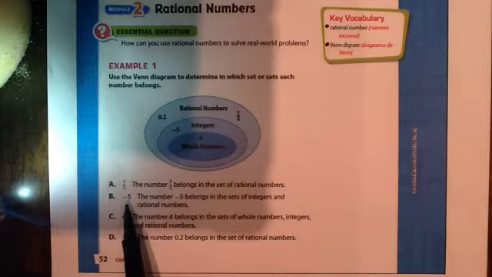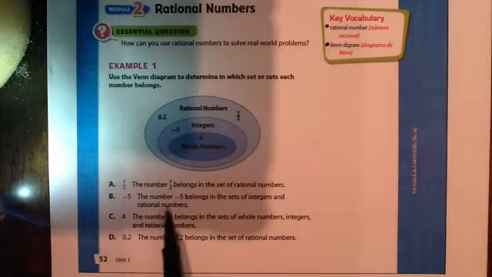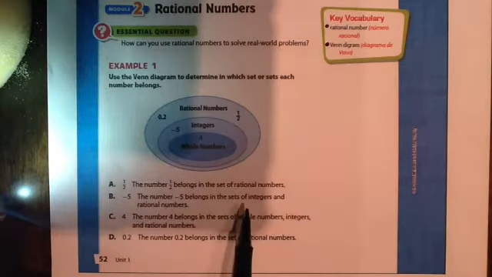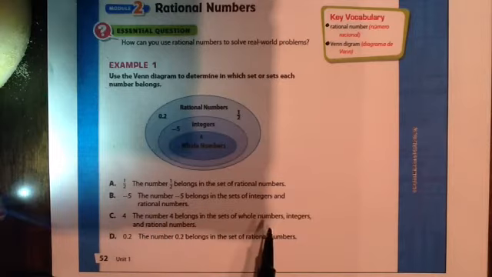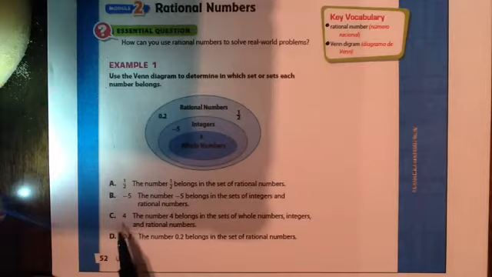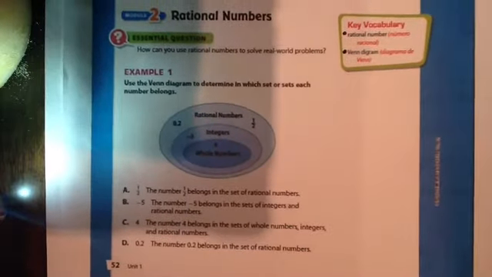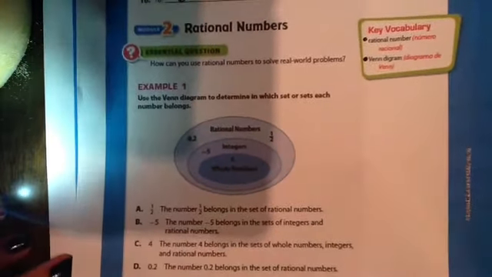B is negative 5, and they're reminding you that negative 5 belongs in the set of integers and rational numbers. For C, it's a positive 4, and 4 would belong in the set of whole numbers, integers, and rational numbers. And then we have 2/10. Our decimal belongs just in the set of rational numbers. Okay, so you will be asked questions like that on your test tomorrow.